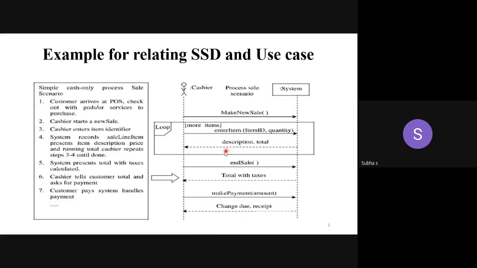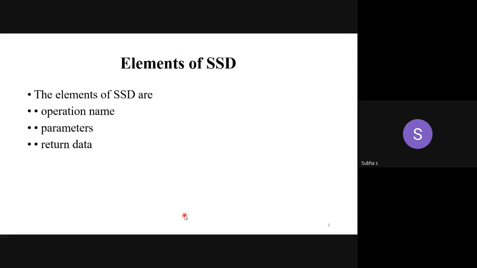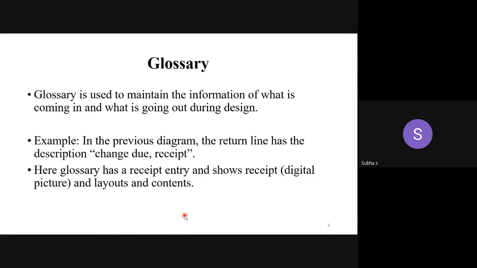Okay, here there is a reply message. For this one, there is a reply message. Suppose a cashier may give 2-3 messages. After that, there may be some reply message from the system. That is also possible. Okay, so these are the three elements: operation name, parameters, and the return data.